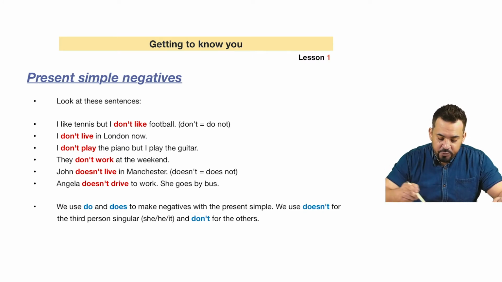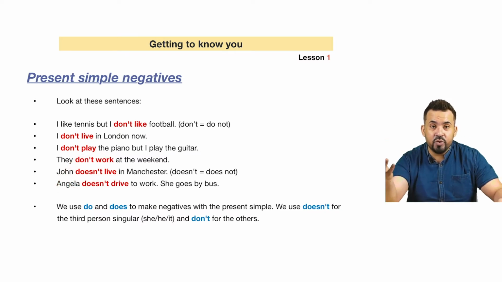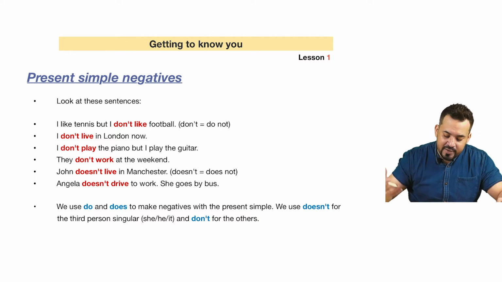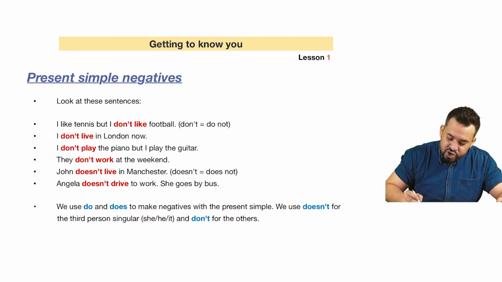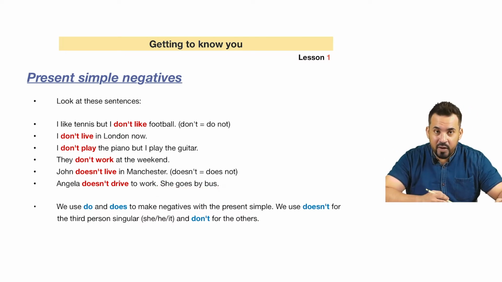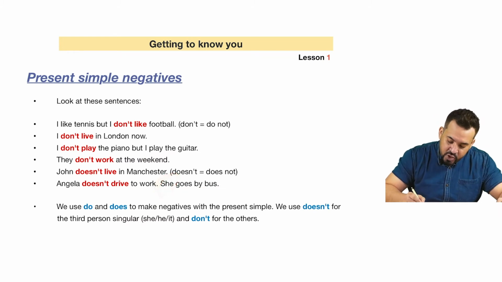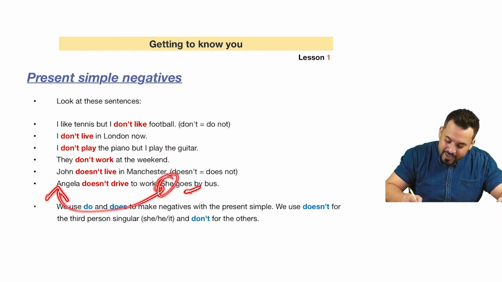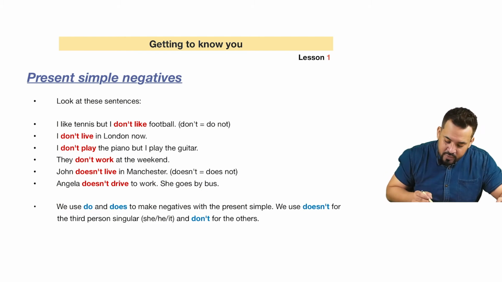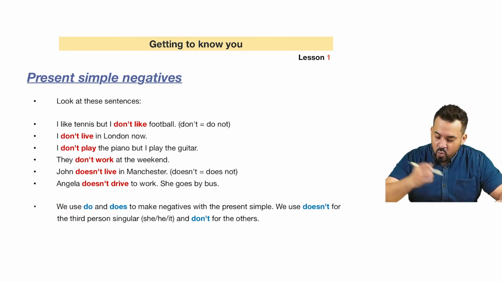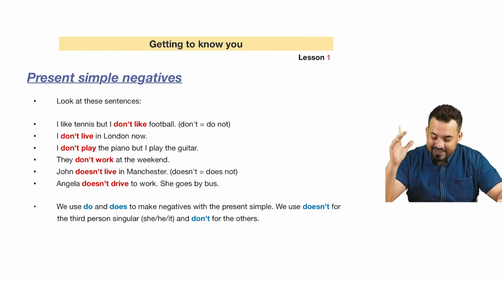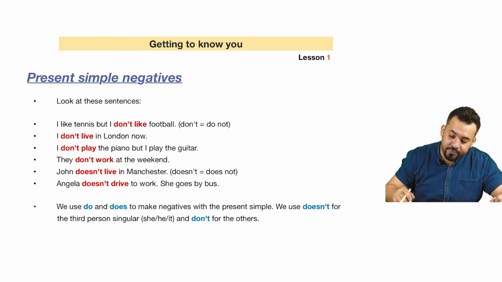Now, if we have third person like John, John doesn't live. So we will add the S to the do. That will make it does. Angela doesn't drive to work. She goes by bus. Again, here we use she to refer to Angela, so we added an S after go. We use do and does to make negative with present simple. We use doesn't for third person singular.